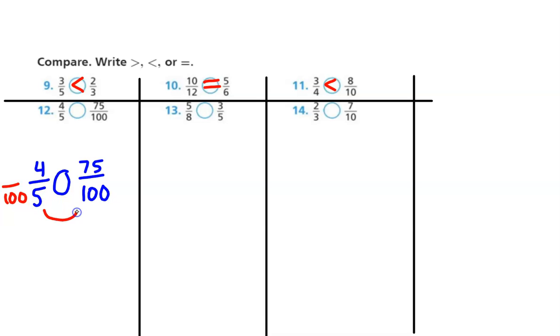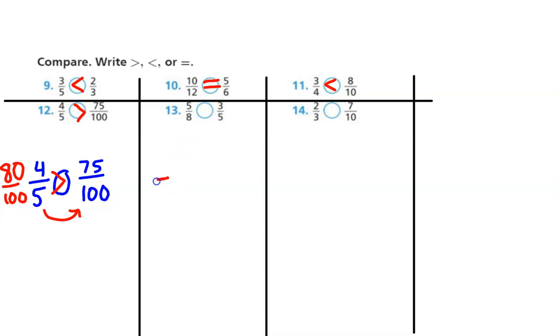But basically, if you do 5 times 20, you're going to equal 100. So 75 hundredths is going to get to stay the same, but I'm going to multiply the top and the bottom here times 20 to make an equivalent fraction over 100. So 5 times 20 was 100, and 4 times 20 is 80, which then helps me show that 4/5 is greater than 75 100ths. Okay? That would be this symbol over there.